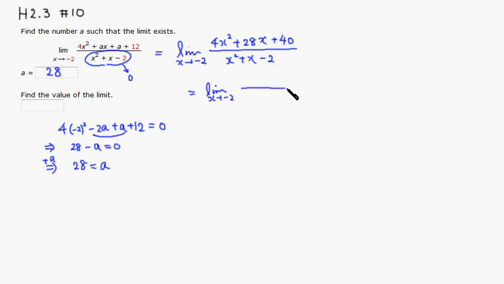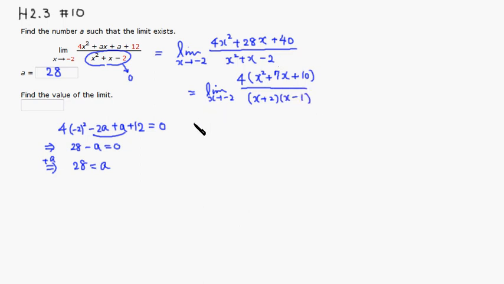So on top you're going to have 4 factored out. Then you have x squared plus, 4 is factored out from 28, so 7, then you have x, and plus, factor out 4 from 40, so you have 10. Then on the bottom we can factor it as x plus 2 and x minus 1.